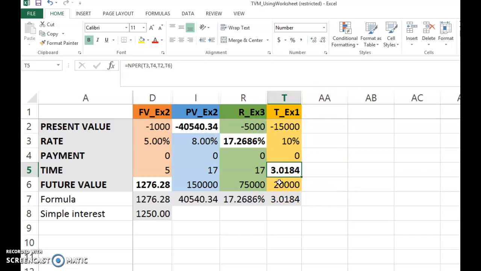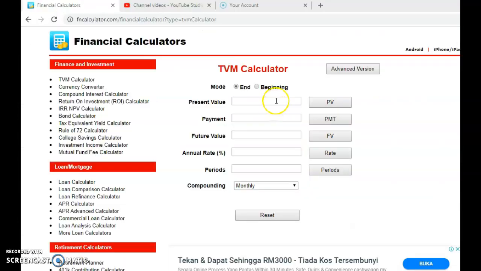Next, we look at how this problem can be solved using the financial calculator application. Alright, let's see how we can solve this using the financial calculator. For this example, the present value is negative. Note that, negative 15,000. Alright, and the payment is 0. This is not relevant for chapter 5, it is relevant for chapter 6, so we'll ignore that.